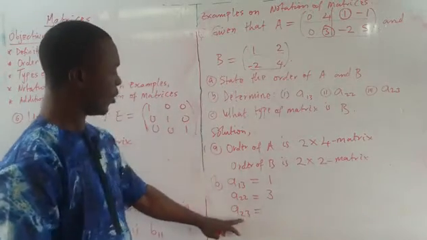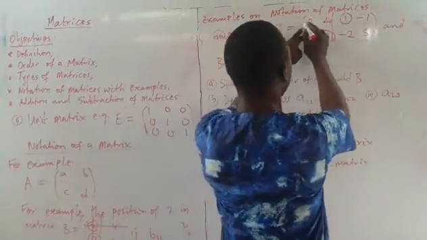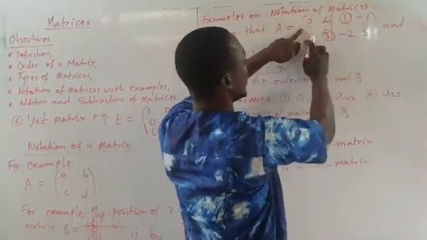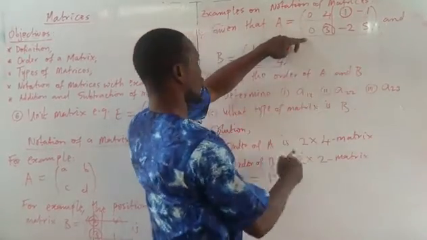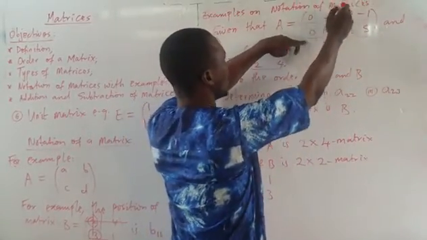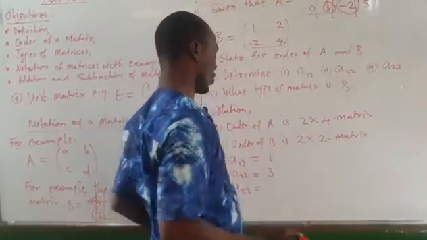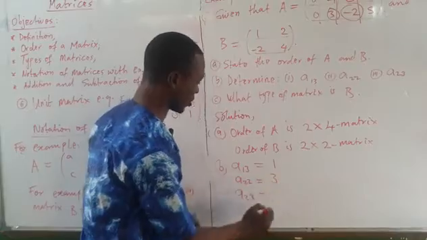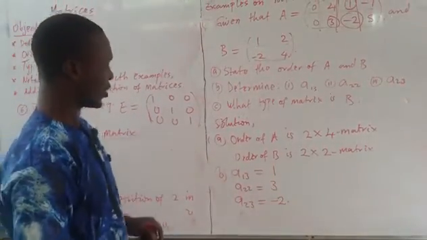Then the third one, we have A23. A23 stands for the second row and third column. So we have the second row, here's the first row, second row. We are working under the second row, but what? Third column. Here's the first column, second column, third column. So we have -2 at that position of intersection. So we have -2.